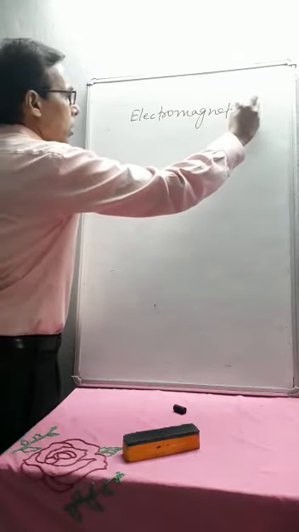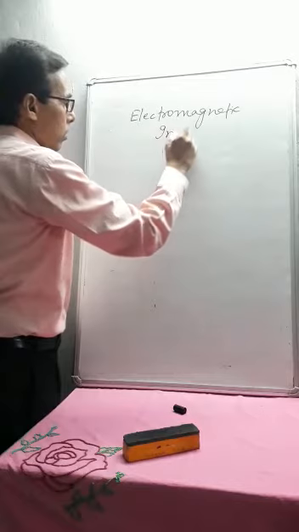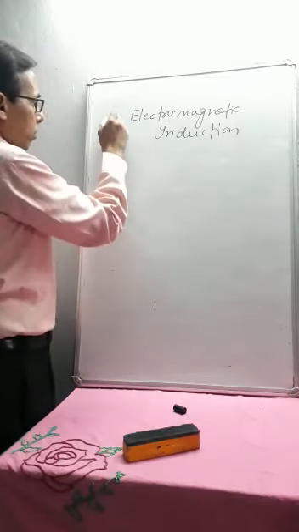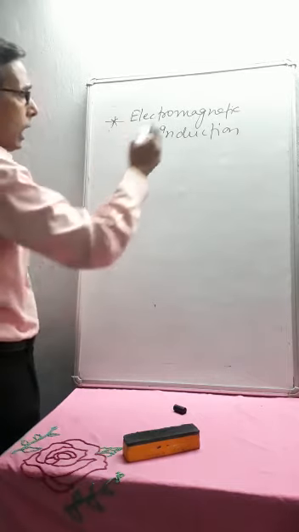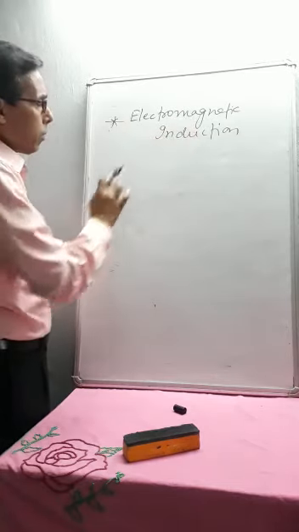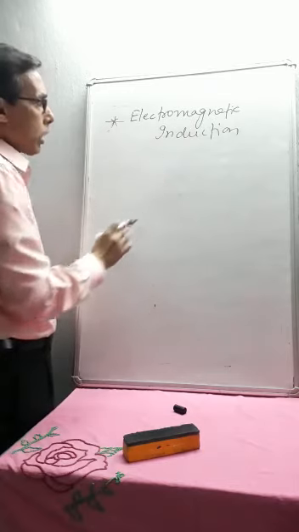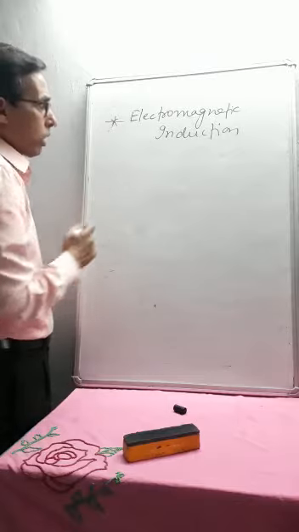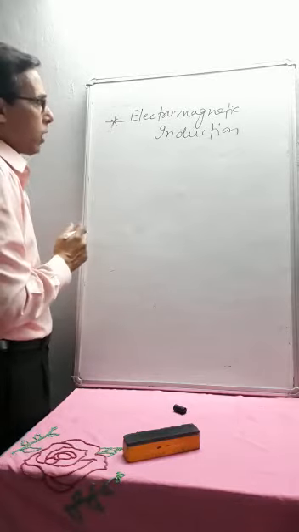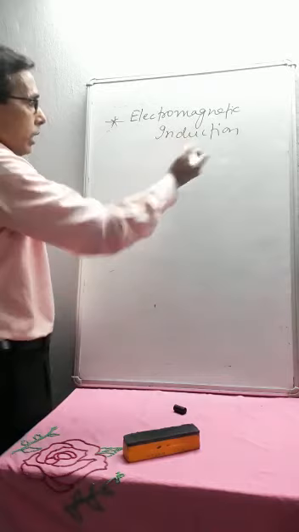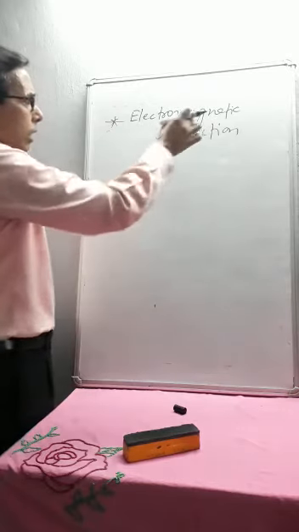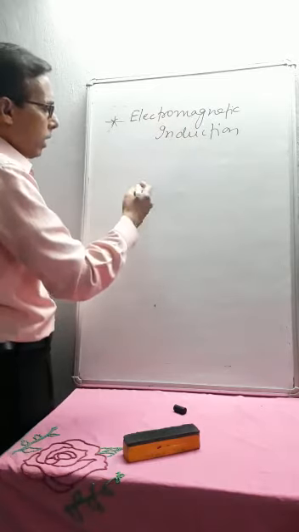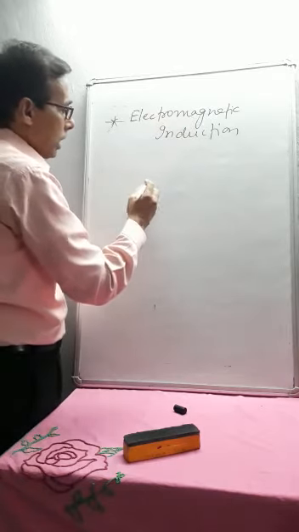Electromagnetic induction. What is electromagnetic induction? If there is a relative motion between a magnet and a coil, then current is induced in the coil, and this phenomenon is known as electromagnetic induction. To understand the definition of electromagnetic induction, we do one activity. It is also given in your NCERT book.